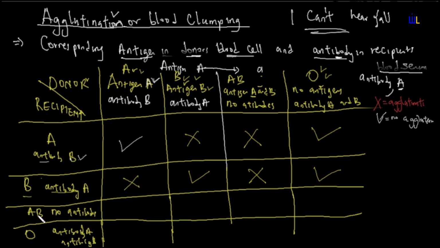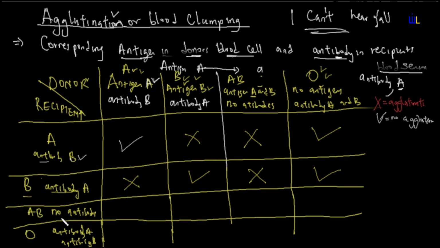Now, if you have recipient AB, it has no antibodies, which means it will not fight any blood. Do you understand? Hello? Are you guys following? Hello? Have I lost you all? Okay, good. You had a question? Oh, okay, good, very good.